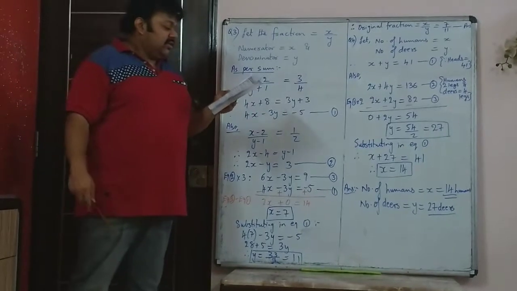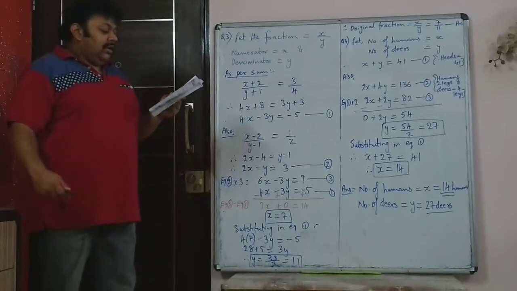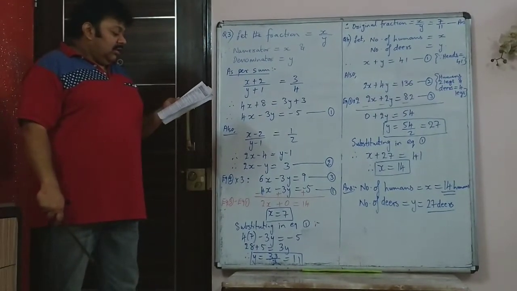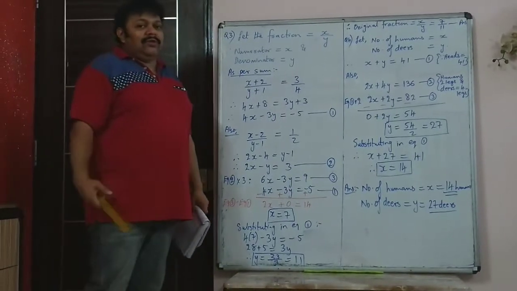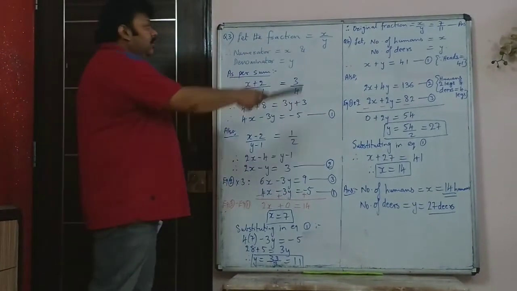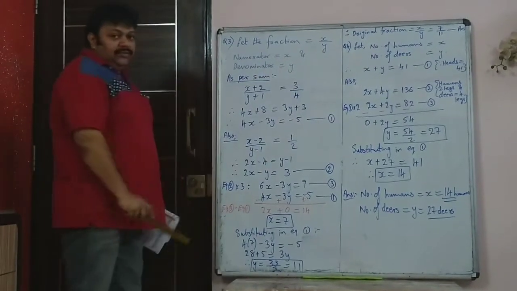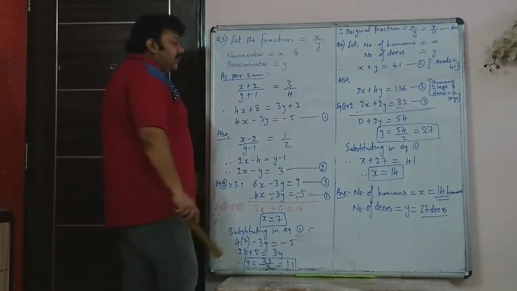Third question says, if the numerator and denominator of a fraction are increased by 2 and 1 respectively, then it becomes 3 by 4. So first of all, we have to assume a fraction. Let the fraction be x upon y. So numerator is x and denominator is y. So in this fraction, the numerator is x and denominator is y.